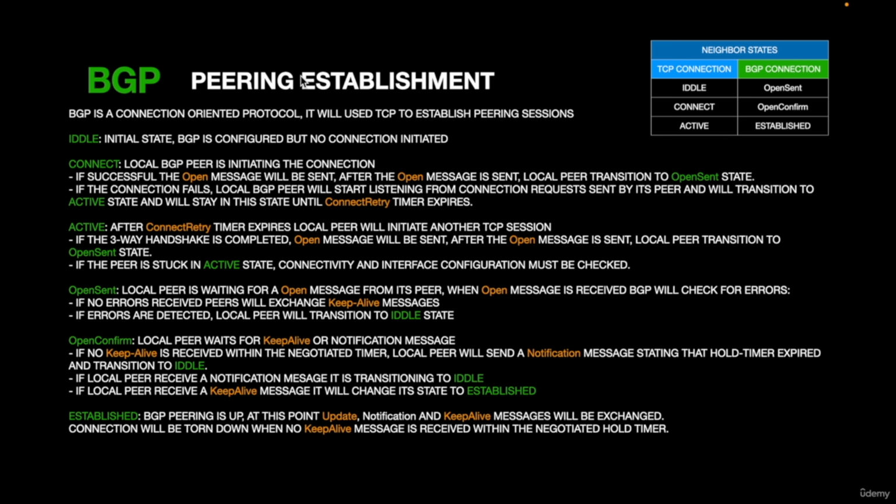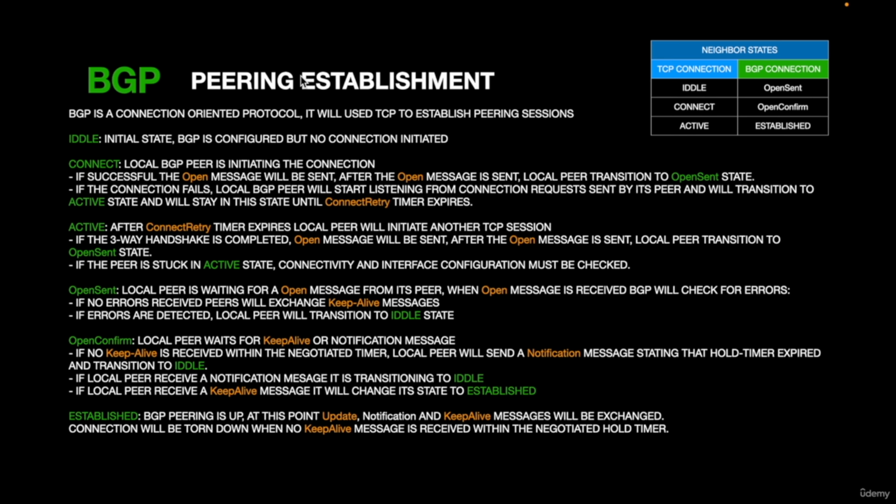In active state, after the three-way handshake is completed, the local peer will send again open messages, and after the open message is sent, the peer will transition to open sent state. There is a possibility for the peer to be stuck in active state, and in this case you should check the connectivity, interfaces, maybe routing on the local device.